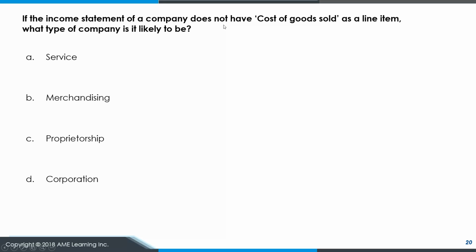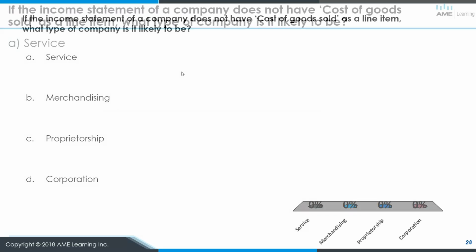If the income statement of a company does not have cost of goods sold, what type of company is it? Well, it's definitely not a manufacturer, right? Because that's what they do. They produce products. It's not a merchandiser because they sell those products. So it's going to be a service business.